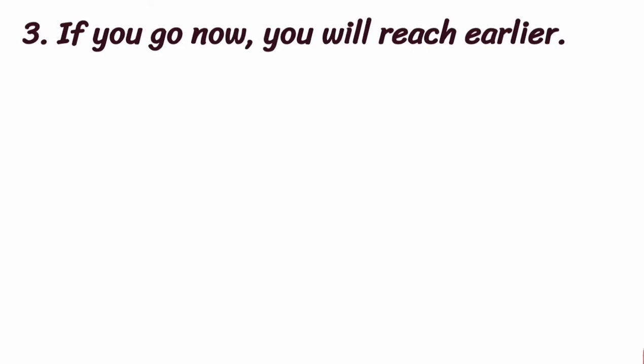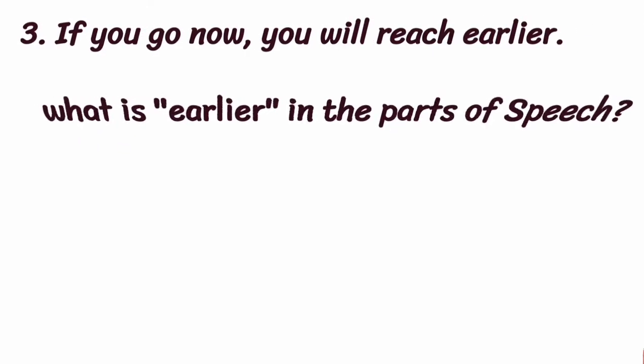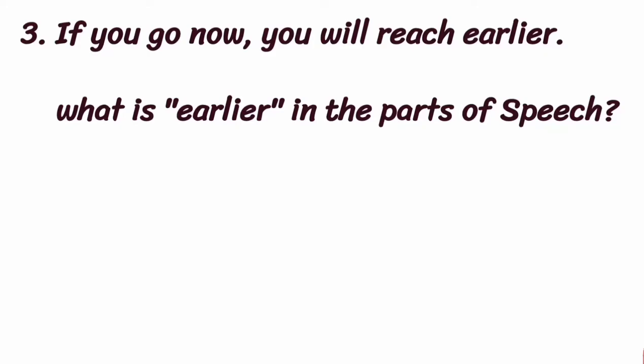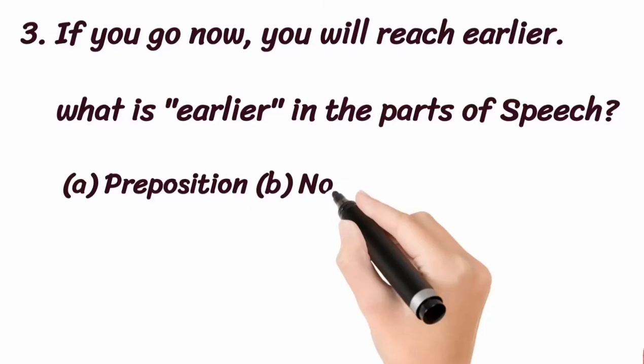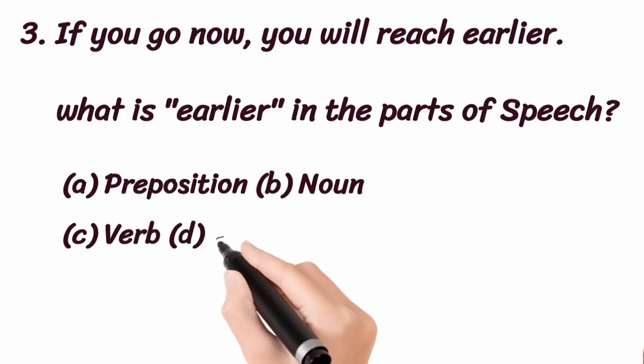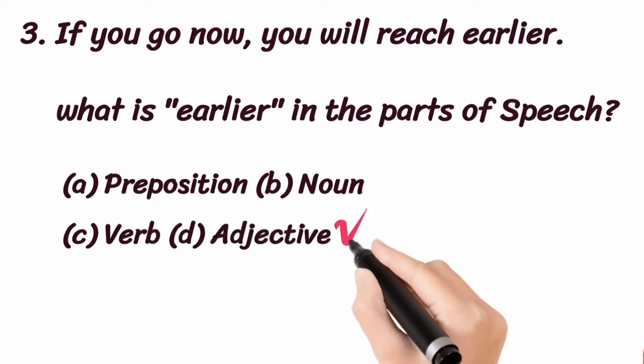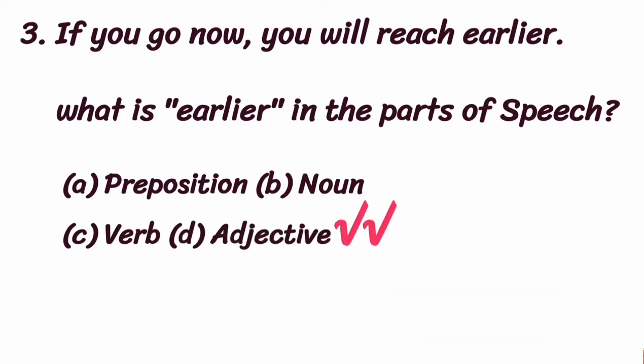Third question is, if you go now, you will reach earlier. What is earlier in parts of speech? Preposition, noun, verb, or adjective? Earlier is basically adjective. It is comparative adjective. In this sentence, earlier is adjective. If you go now, you will reach earlier. I repeat, earlier is an adjective. And sometimes it is also considered as an adverb.